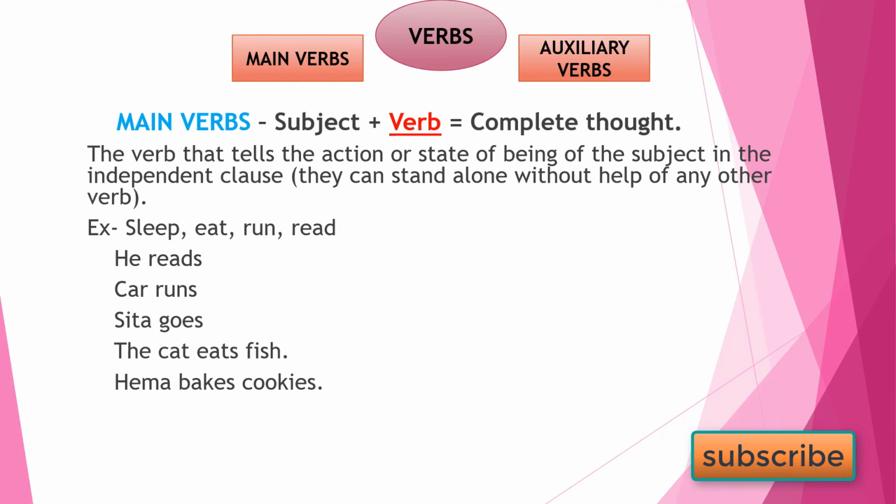Let's take some examples. First example is, he reads. So here, what is the activity of he? He is reading. So reads is a main verb here. Next is, cars run. So here, what is the action performed by cars? It is running. So run is a main verb. Next, Sita goes. So goes is a main verb. Next, the cat eats fish. Eats is a main verb. Hema bakes cookies. So bakes is a main verb in this sentence. So that's how we can use the main verb. Is it clear now?